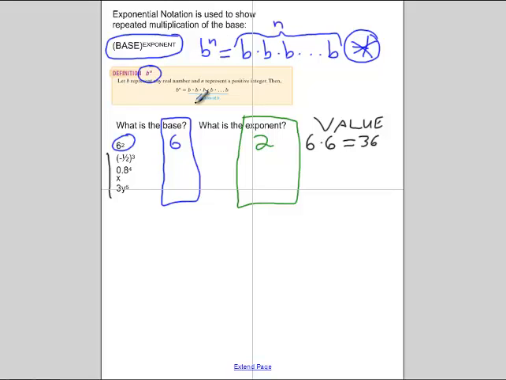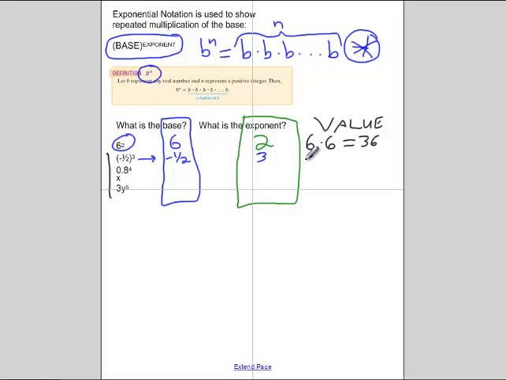Alright, so what's the base? For this example here, what's our base? Our base is whatever's inside the parentheses. We'll take a look at specifically negative numbers later on, but the base here is negative 1/2, because the negative 1/2 is inside parentheses. That 3 is acting on the negative 1/2. So what's our exponent here? Our exponent would be 3.